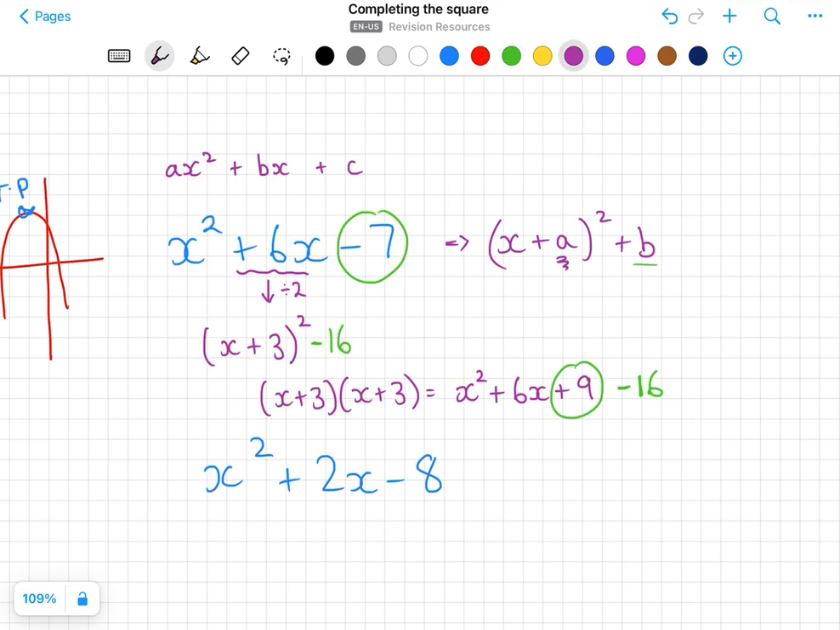How this links to the coordinates of the turning point: this value of x, when your bracket is equal to 0, is the x coordinate of your turning point, and your value for b is your y coordinate. Therefore, the coordinates of the turning point for this quadratic is (minus 3, minus 16).